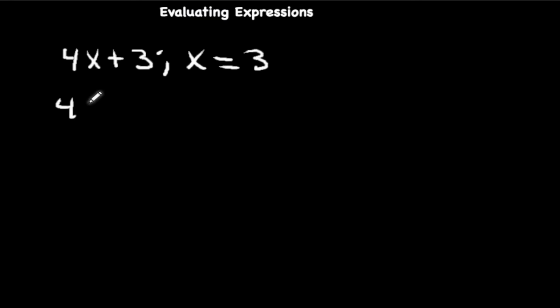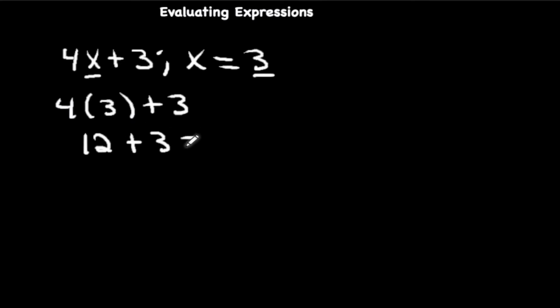For example, if you have 4x plus 3, where x is equal to 3, how would you go about solving this expression? So we're going to substitute this x for the 3, right? So 4 times 3 plus 3, and we're following our order of operations. 4 times 3 is 12, plus 3 gives us a sum of 15, okay?